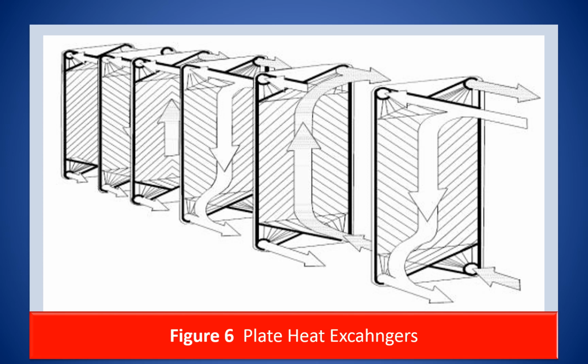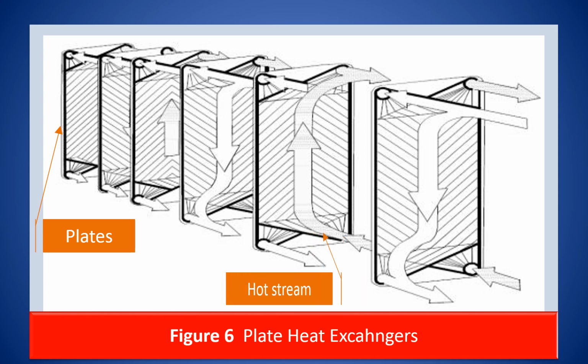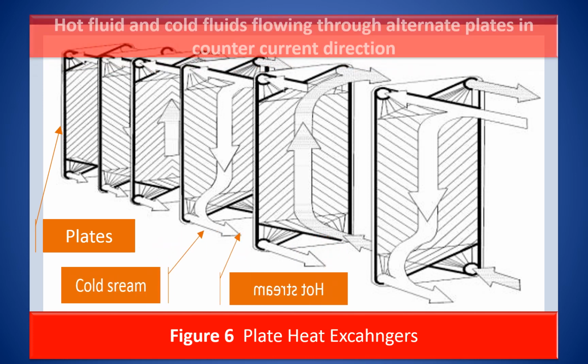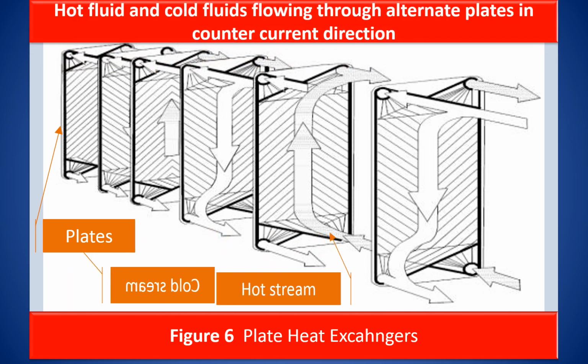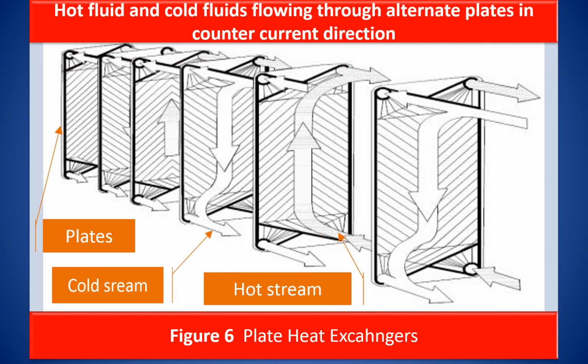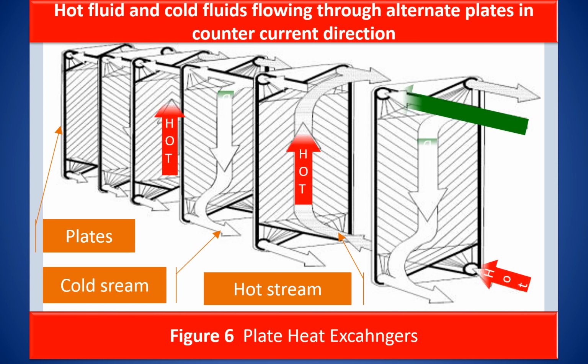This figure is an illustration of a plate heat exchanger with counterflow arrangement. A plate heat exchanger consists of several corrugated plates arranged in parallel and held in position between two frames and tightened by long bolts in the four corners. Hot and cold fluid flow through the alternate plates in countercurrent direction as illustrated in this figure.